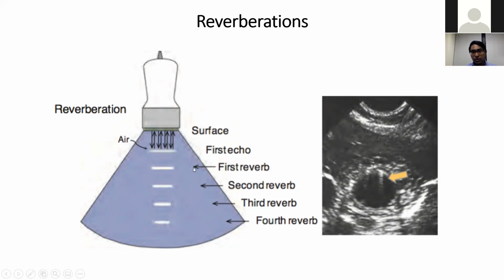a reverberation. So you will notice that sometimes we see multiple reverberations of the same air surface. For example, here is a layered structure which has reverberations present here because of multiple reflections happening within this layered structure and multiple echoes going back at different times, creating these reverberations.